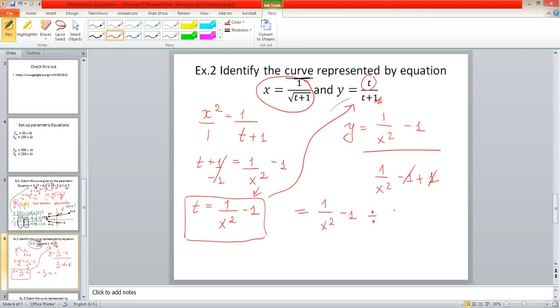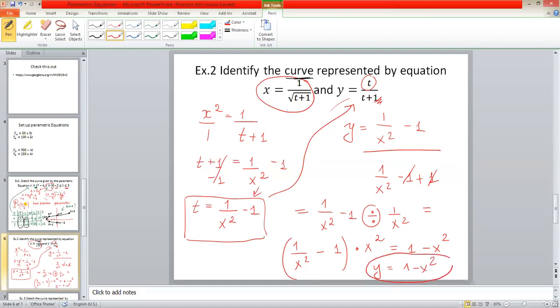Divided by 1 over x squared, which really means multiply by x squared. You change division to multiplication, flip the fraction, multiply by x squared, and it's 1 minus x squared. So what do we have? Y is 1 minus x squared. And who is that? Who can tell me? What is the name? What's the curve?